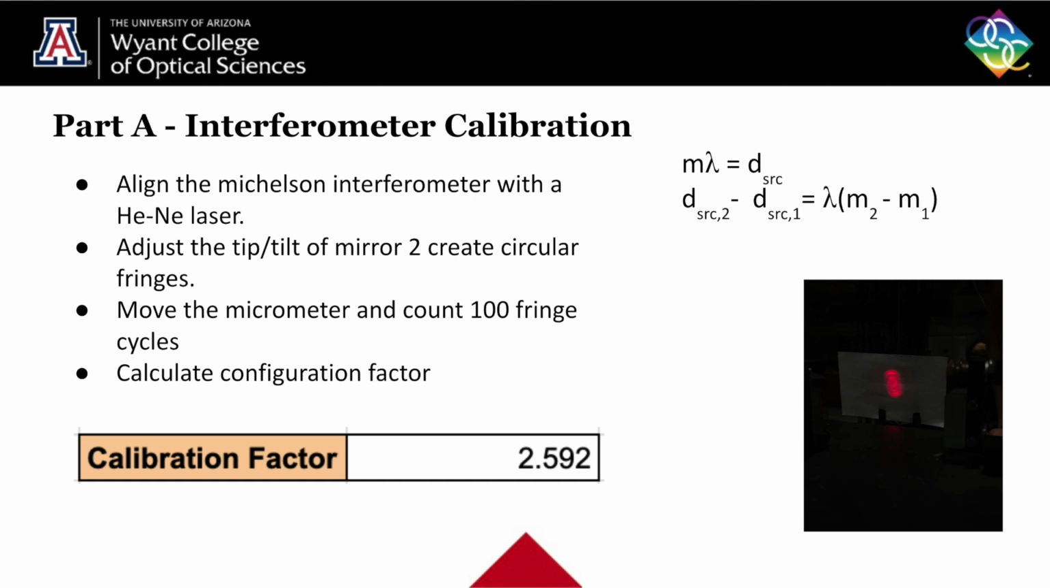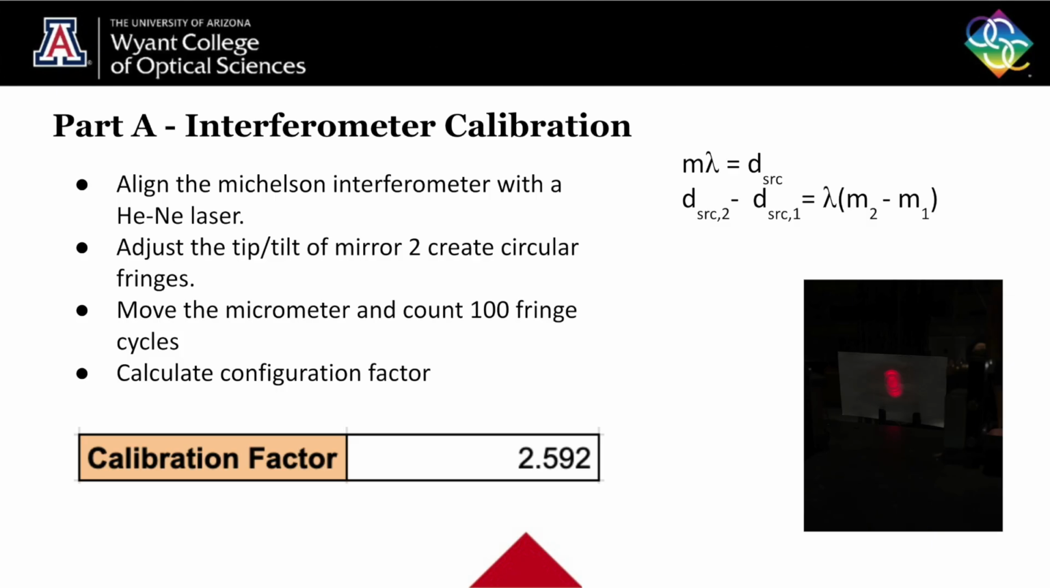Once we saw the circular fringes, we moved the micrometer and counted 100 fringe cycles, where one fringe cycle is bright to dark and back to bright. We recorded both the starting position and ending position of the micrometer and used those values in our calculations. The distance the micrometer moves is not the real distance the source is moving, so we found a calibration factor that would take the distance the micrometer moves and put it in terms of source movement.